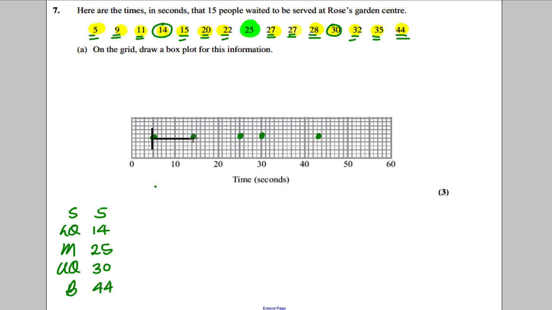So, like that. There we go, there's our box plot. Let's label it up. That's the smallest, that's the biggest, that's the lower quartile, that's the median, and that's the upper quartile. Okay, so 3 marks, nice and easily collected.